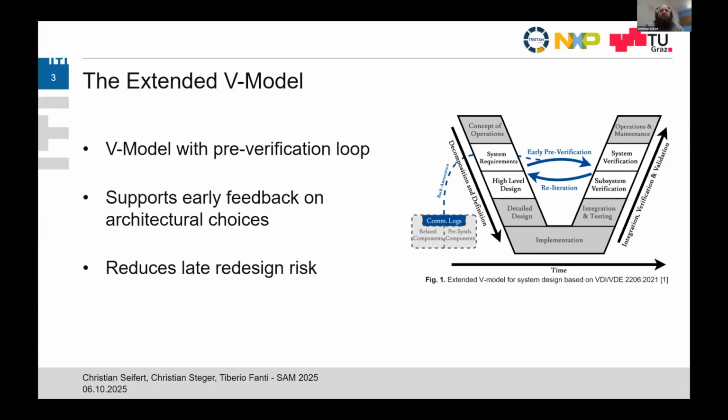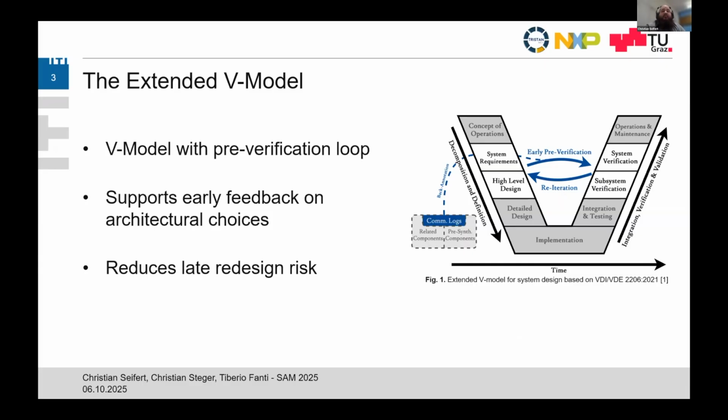In order to tackle these problems, we took a closer look at the V-model, which is a commonly used graphical representation of the design process. When looking at the V-model, it is visible that there is a gap between the design and the verification, which we wanted to bridge early on. As you can see here in blue, we added a pre-verification loop, which is in our case based on high-level estimation and trace-based back-annotation, which is implemented in our methodology.